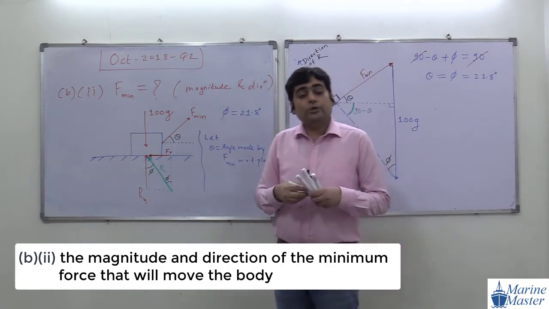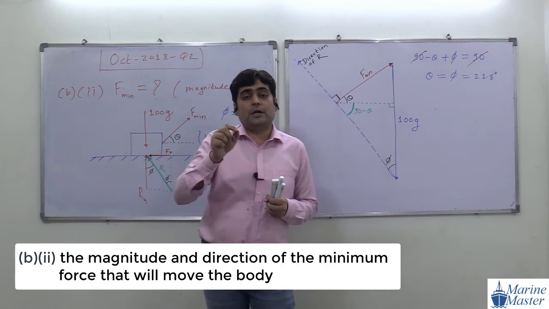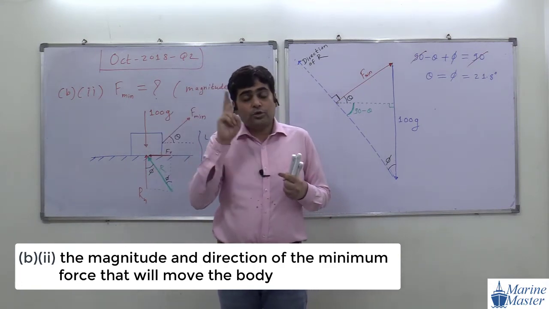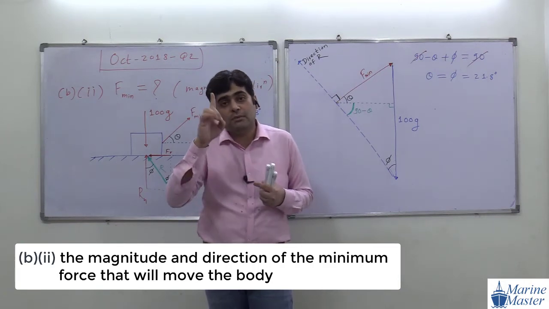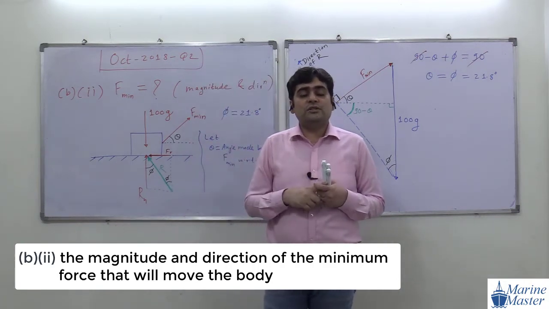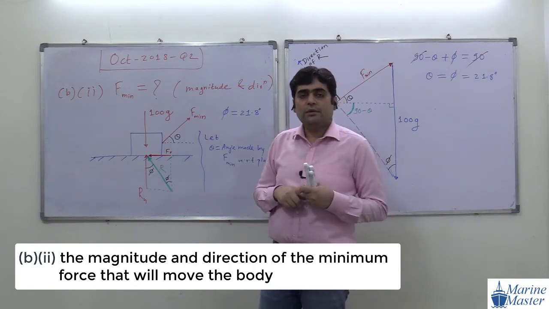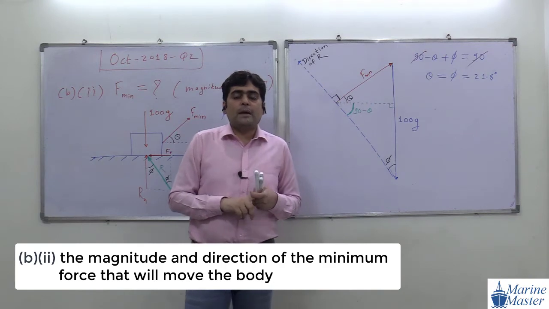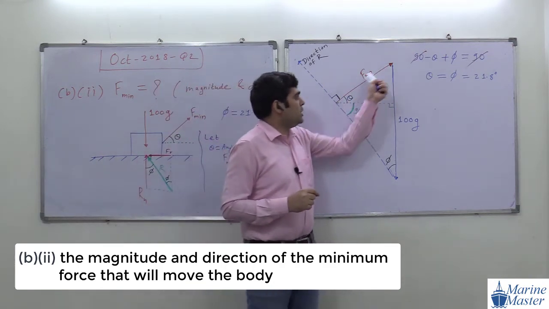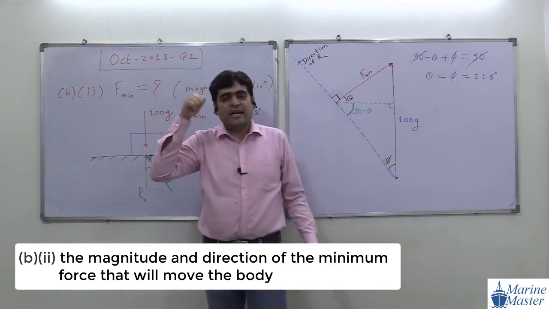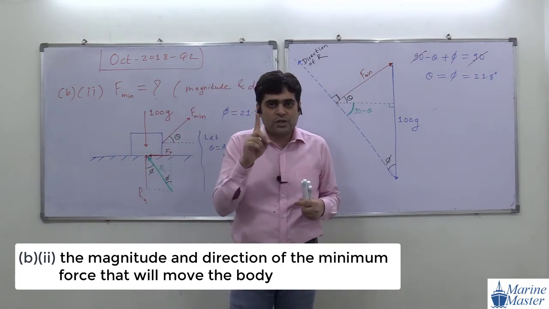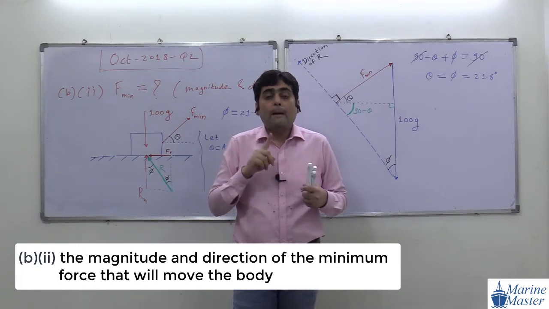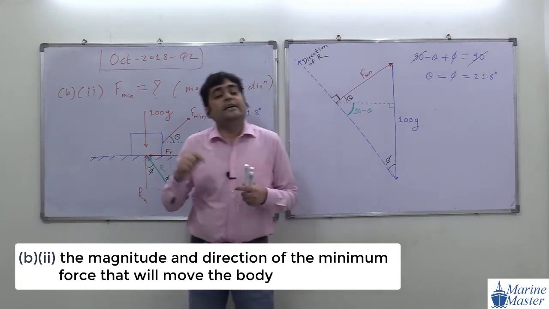There are two important conclusions with respect to minimum force. What are the two conclusions? First conclusion is: minimum force is always perpendicular to the resultant reaction. That is the first conclusion.